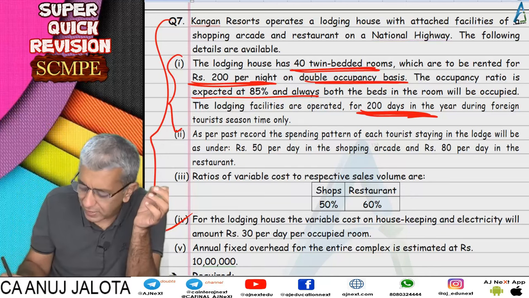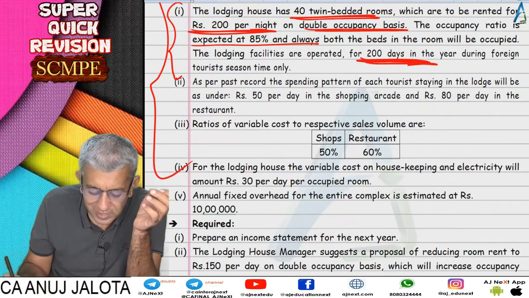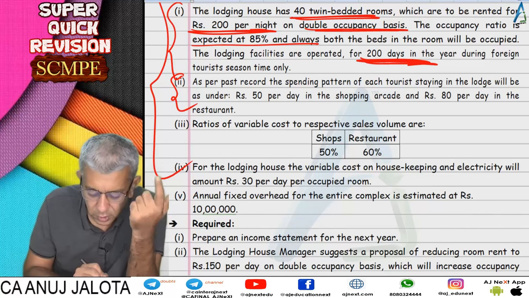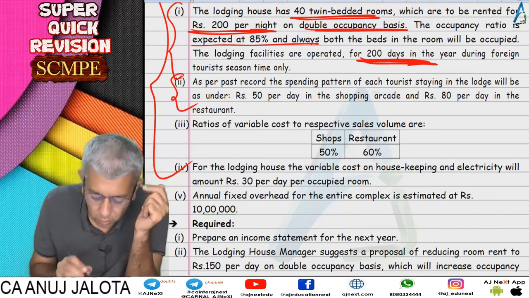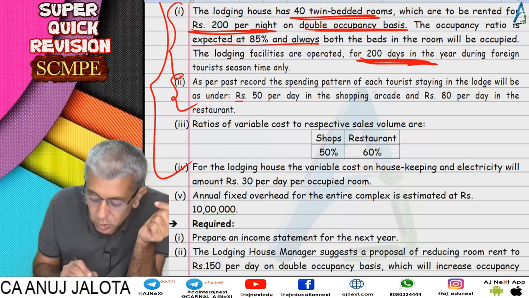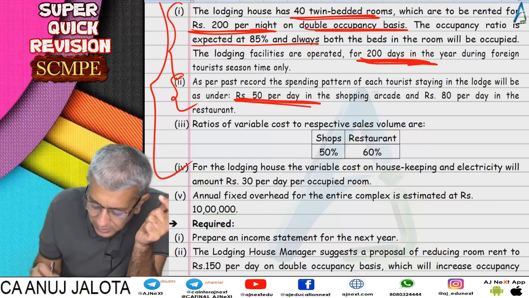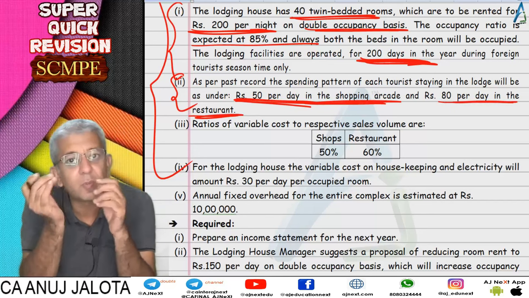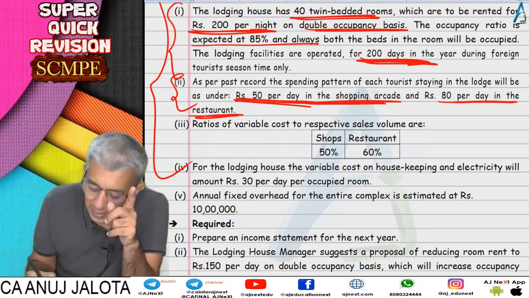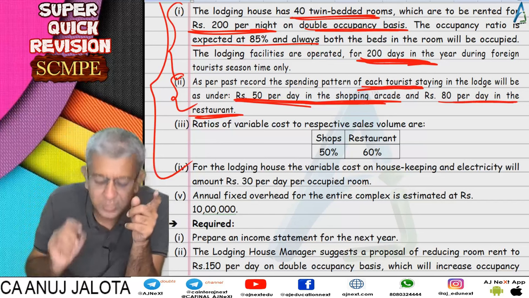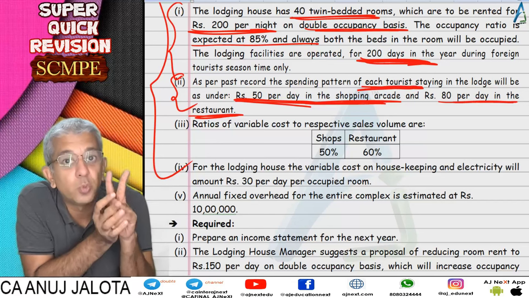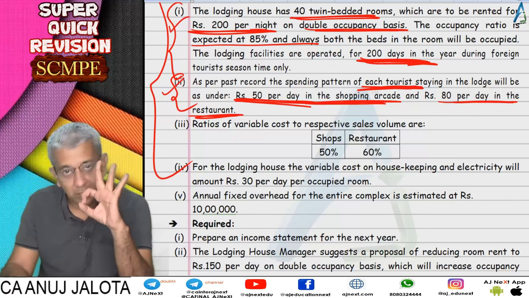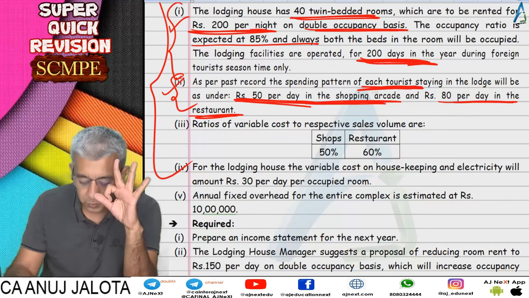Now you will get the revenue for letting out the rooms, and in this particular case you will also get revenue from the shops and from the restaurant. From the shops, each tourist will be spending 50 per day in the shopping arcade, and 80 per day in the restaurant. So this will be extra revenue. But do remember that this is revenue from each tourist, and in one room there are supposed to be two tourists. Don't forget that. Then this and this will give you three sources of revenue.